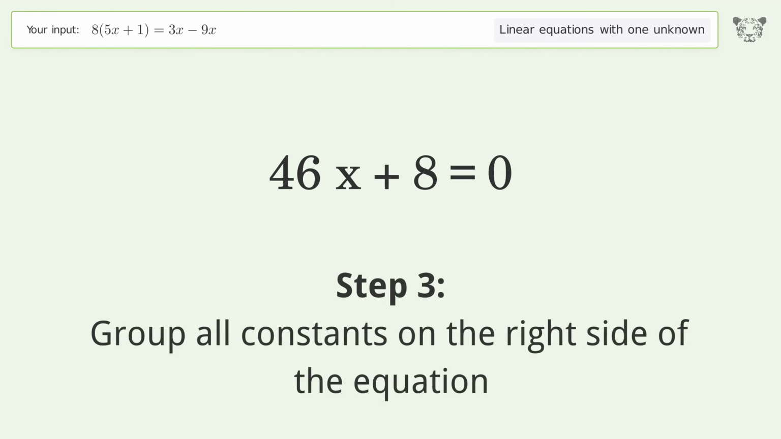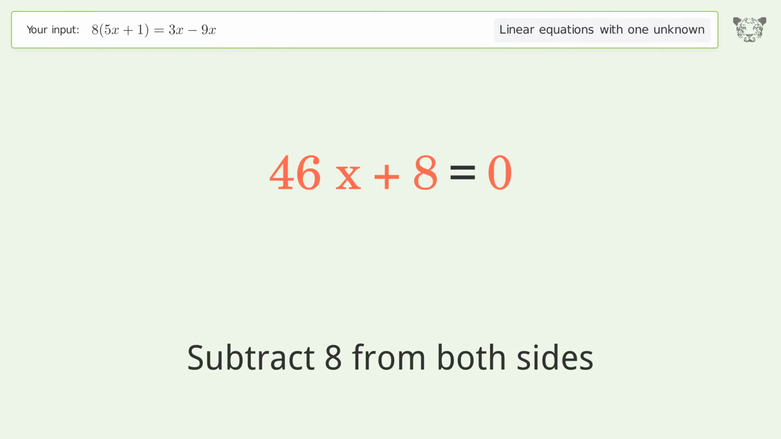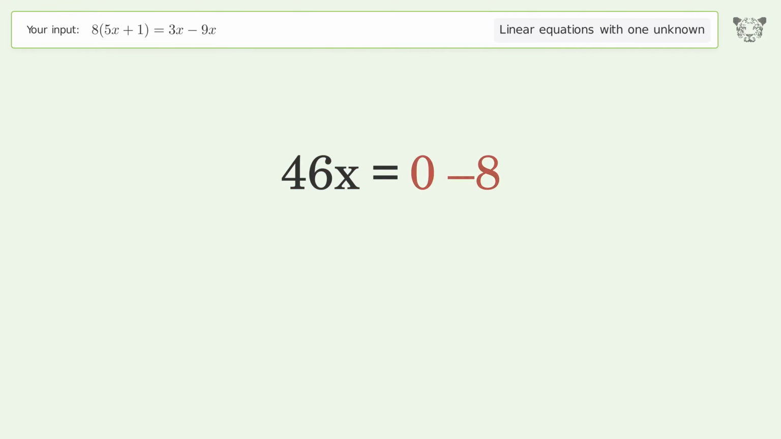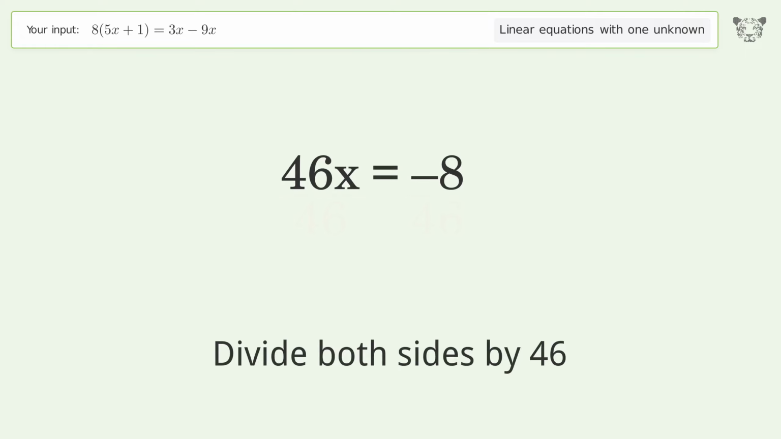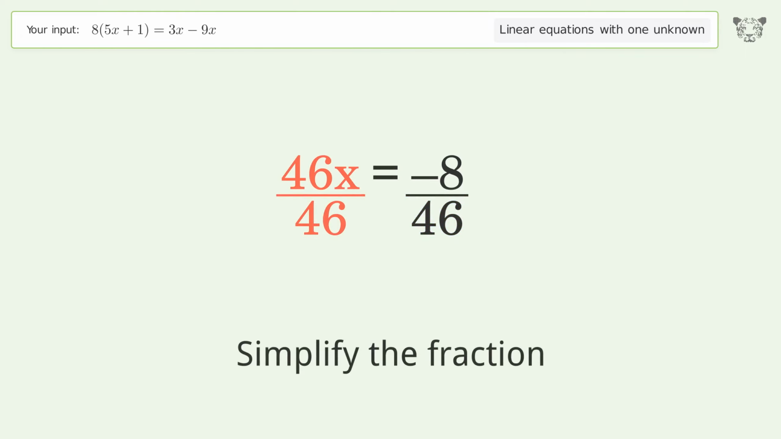Group all constants on the right side of the equation. Subtract 8 from both sides. Simplify the arithmetic. Isolate the x. Divide both sides by 46. Simplify the fraction.